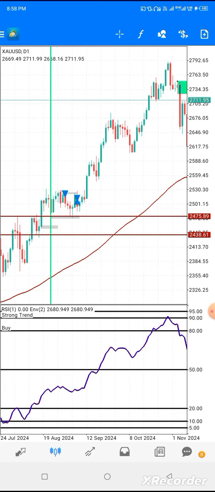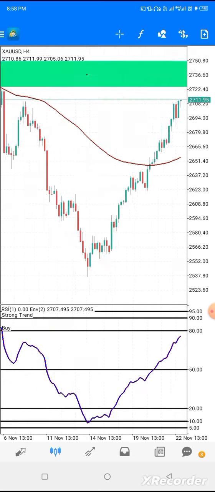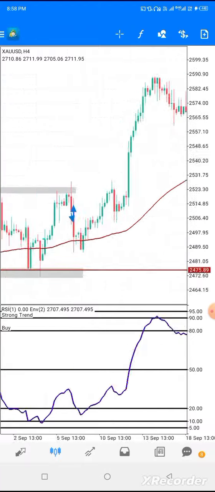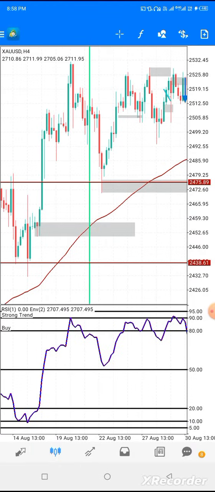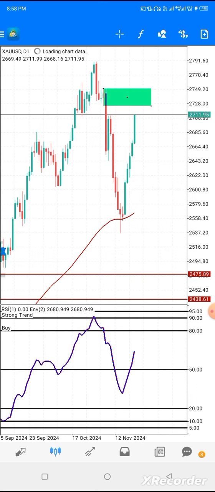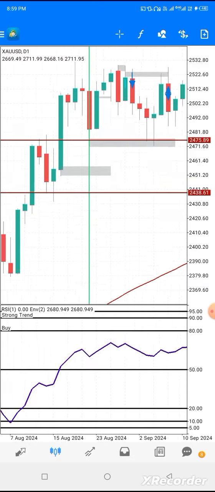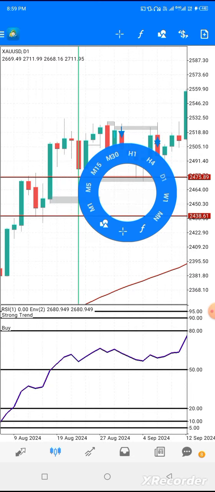So now I usually go as slow as even the 4 hour to take these zones of resistance. So let's see if we can pick it out. So this is it right here on the 4 hour time frame. But let's go back to the daily and try to mark it out some more. Okay, I already have my zone marked out there.